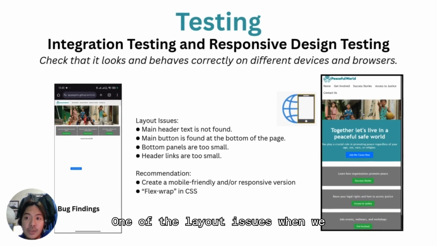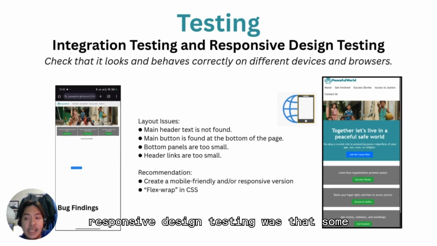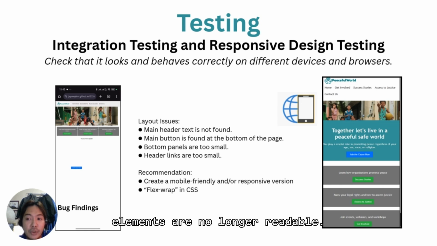One of the layout issues when we performed integration testing and responsive design testing was that some of the texts were pushed down and the elements were no longer readable. Copilot suggested changes to our CSS code for a mobile-friendly version. After debugging in Notepad, we used Mobile View Switcher by Leonardo Compson, an Edge browser extension, to simulate the code changes.